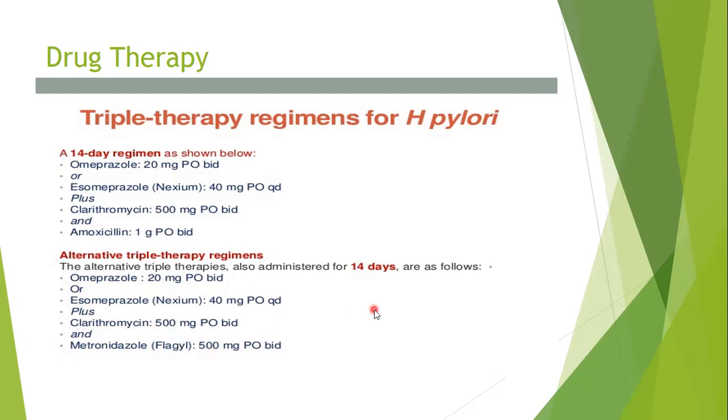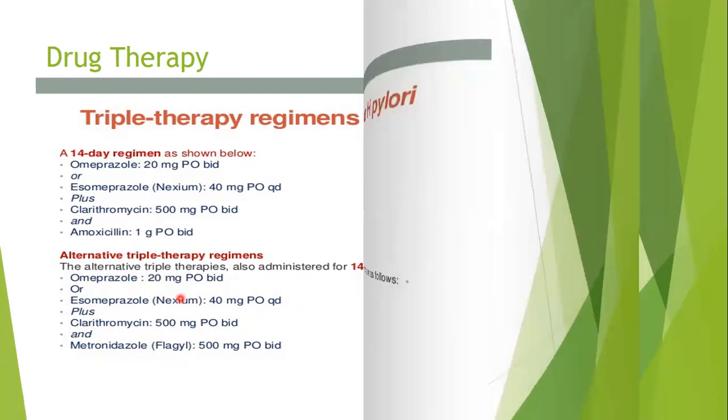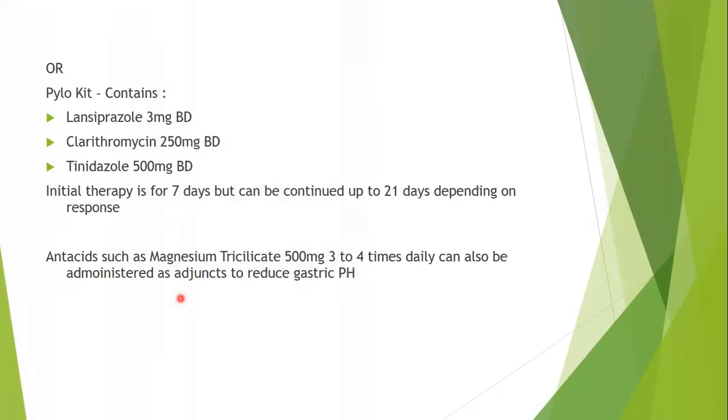You will hear of combinations, for example, Pylokit. I think Pylokit contains lansoprazole, which is a proton pump inhibitor. Then there's also tinidazole, which is an antibiotic, an imidazole derivative belonging to the same group with metronidazole. And then it also has clarithromycin. So this is an important one. Please remember it. Okay, so that's Pylokit there. I've already talked about it.